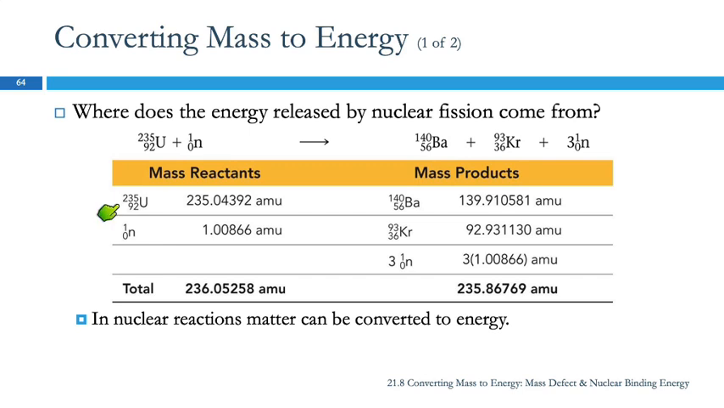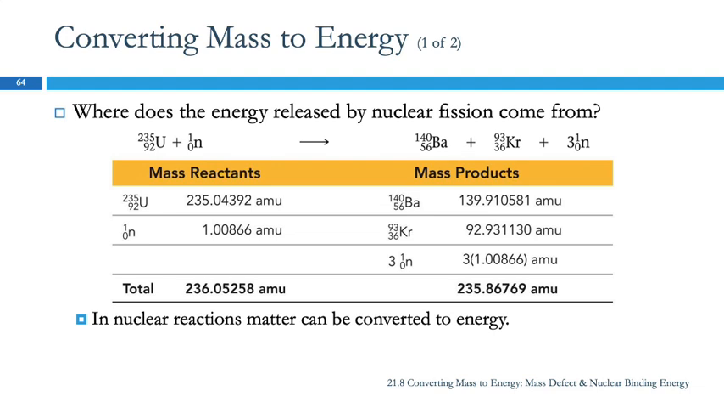So here is the mass of a uranium-235 nuclide. Notice it's very close to 235. Here we're being very, very precise. So this is 5 decimal places, right? And so we've got that and the mass of 1 neutron. That's the total mass of reactants, 236, and so on. And then over here, we can add up the masses of all the things that are produced, and we get 235.9, essentially. This mass is a little smaller.